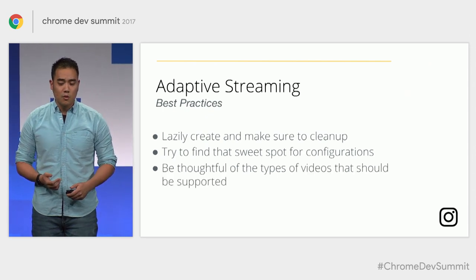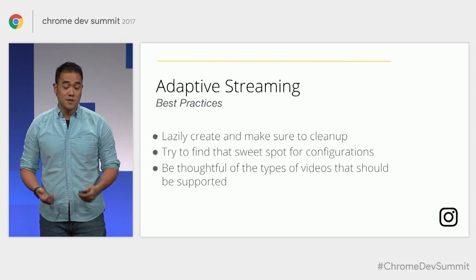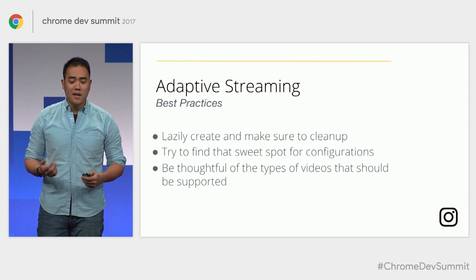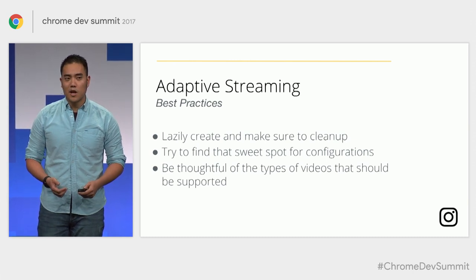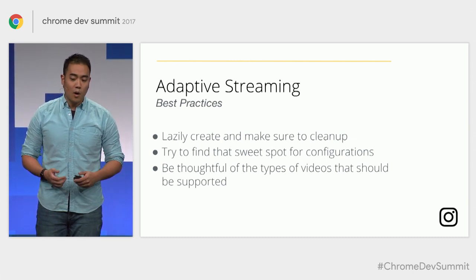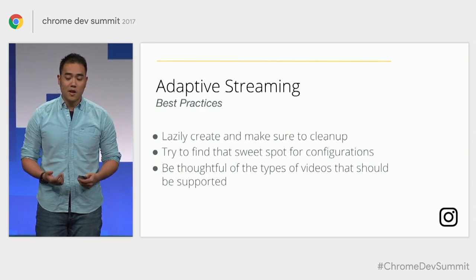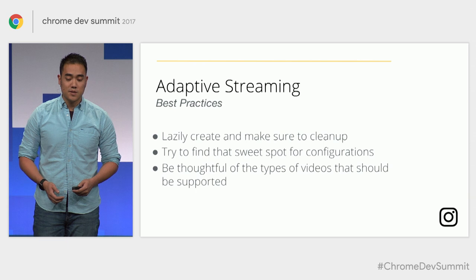And finally, we are mindful of the types of videos that should be supported. Instagram has videos as short as 3 seconds. So depending on the video, it might not make sense to support ABR. While we expect to continue to iterate on our experiments, in general, we have high hopes for ABR and its positive impact on user experience.